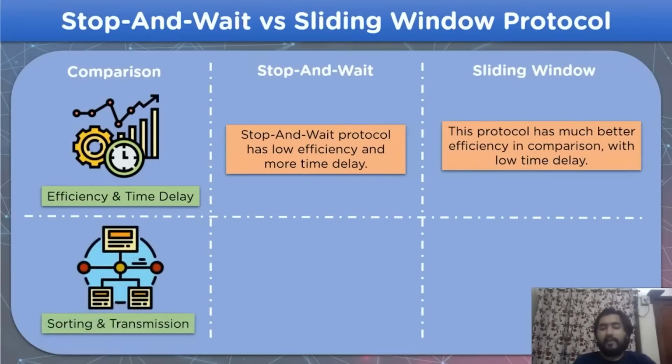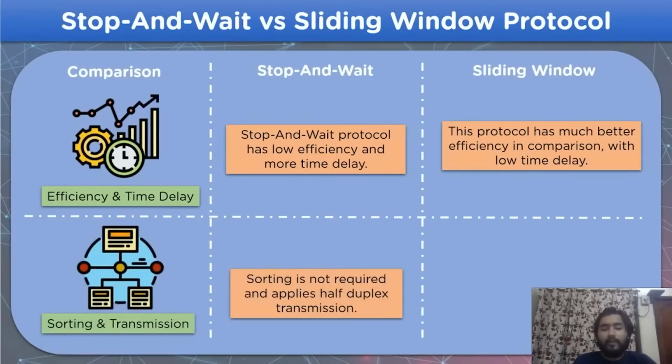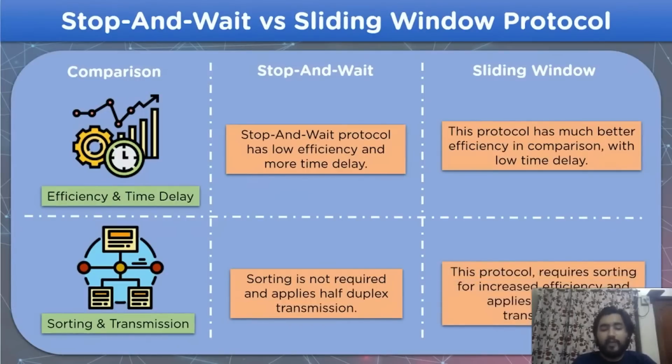Sorting and transmission of data. For stop and wait protocol, sorting is not required and it applies a half duplex system for data transmission. As for sliding window protocol, we require sorting for better efficiency and it is full duplex in nature.